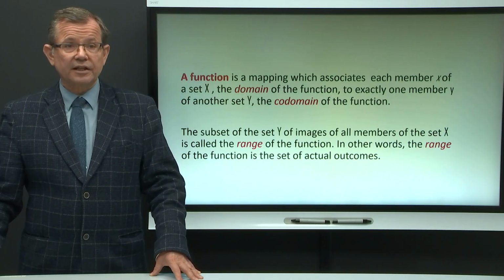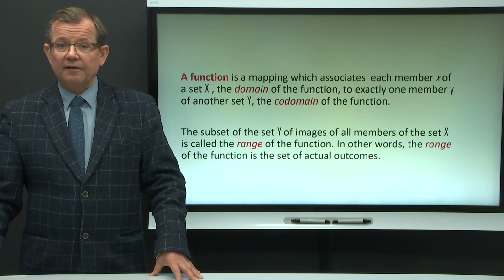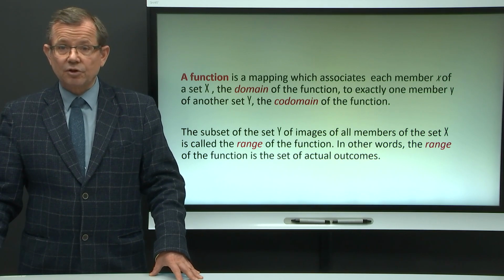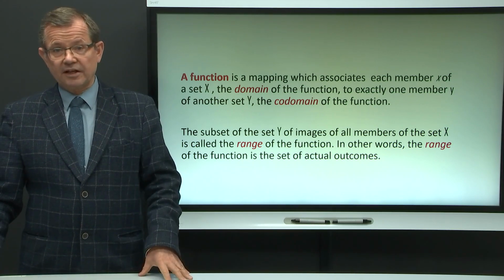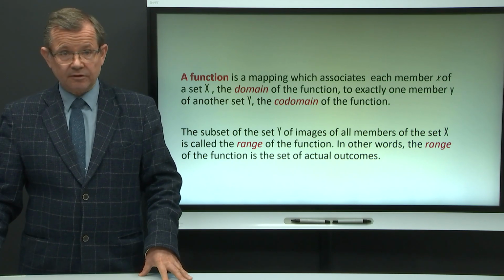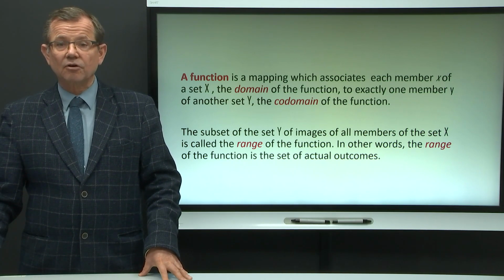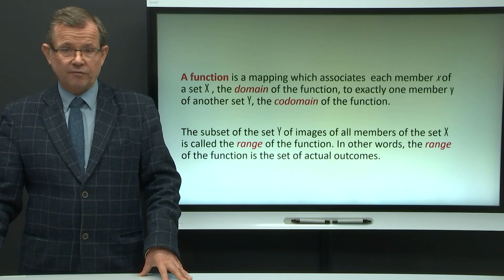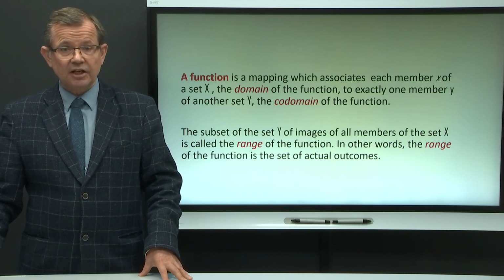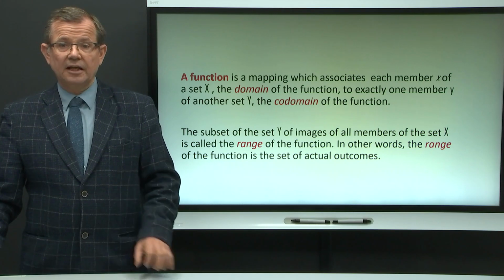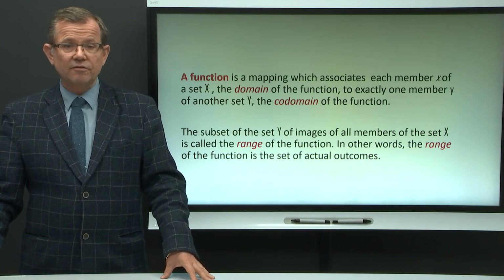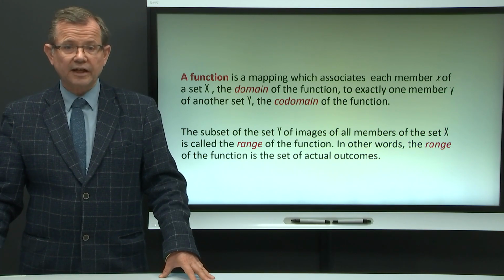And we conclude with a definition. A function is a mapping which associates each member of a set X, the domain of the function, to exactly one member of another set Y, the codomain of the function. The subset of the set Y of images of all members of the set X is called the range of the function. In other words, the range of the function is the set of all actual outcomes.